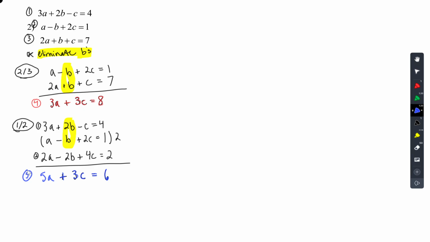So the first phase of the problem is to get equations that have the same variables in them, like a and c, you want to get rid of something. Then you're going to take 4 and 5 and solve those. So 4 is 3a plus 3c equals 8, and 5 is 5a plus 3c equals 6.